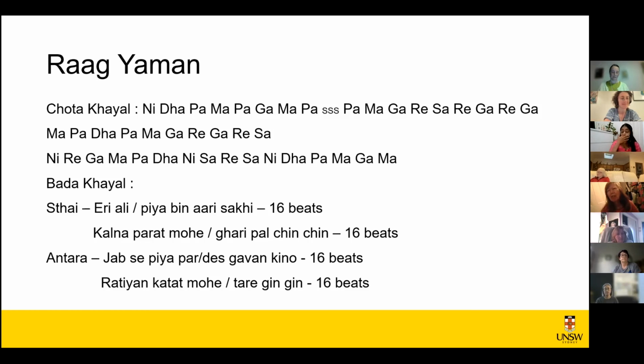And the first stanza is always called Sthai. Like in any music, the first stanza always keeps on repeating. Then you have antra, and there might be 3 or 4 antras, or 3 or 4 stanzas, but there's just one sthai, the lines that keep on repeating. That's called a sthai in Indian music. I'm not sure what you call it in Western music.